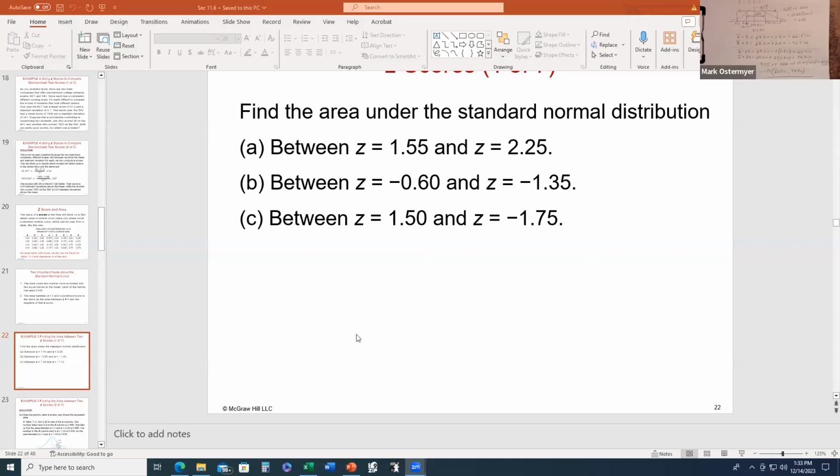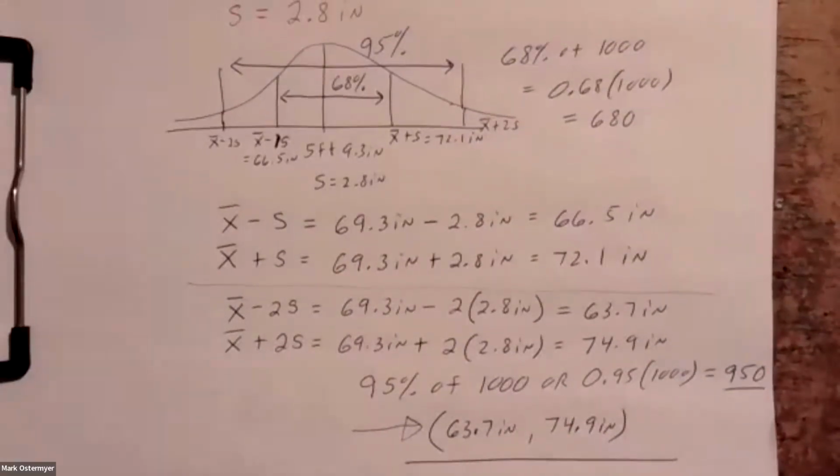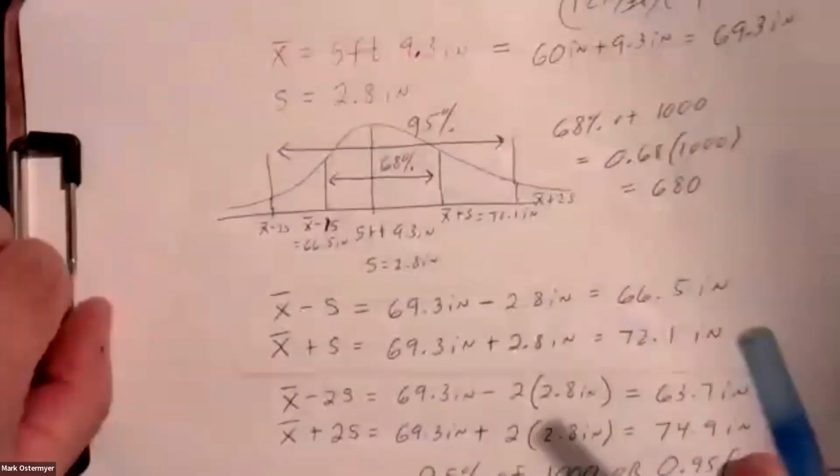Son of a, are you kidding me? It erased it? All right. Well, anyways, I'll just redraw it over here. 1.55 to what? 2.25, I believe it was.